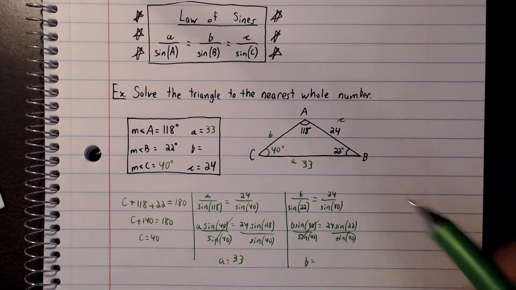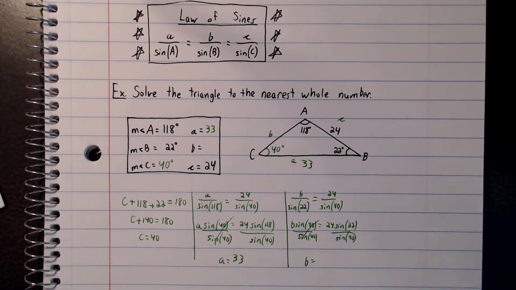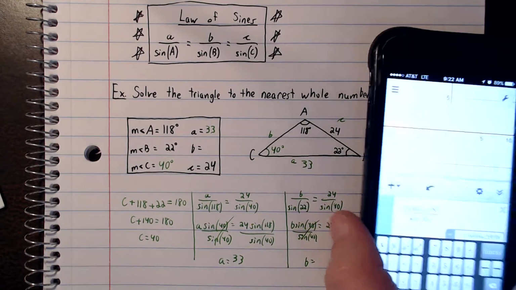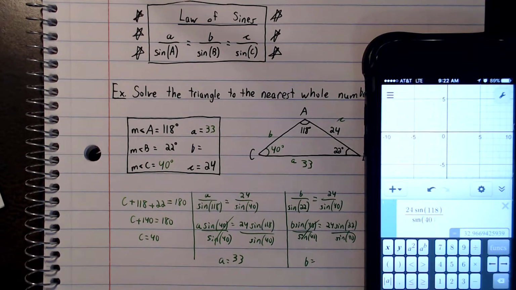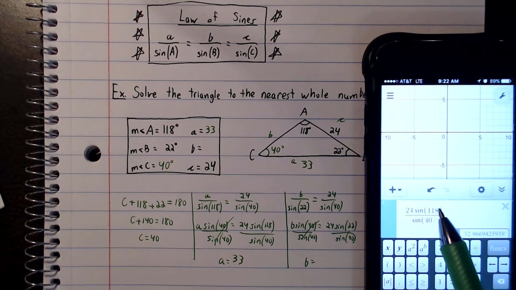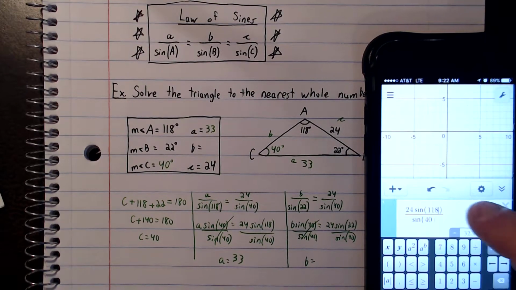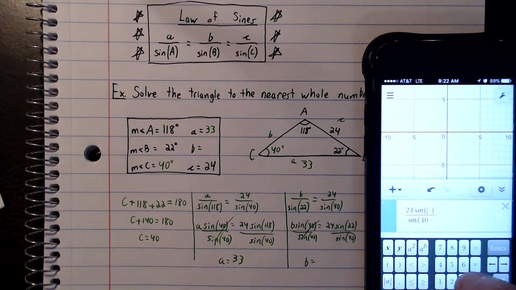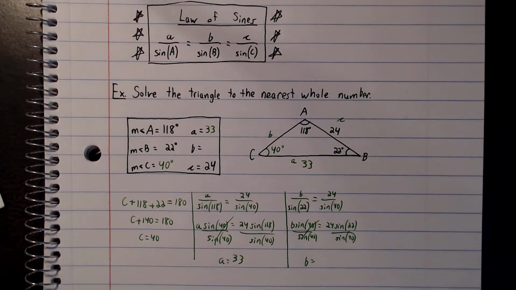But what you notice, hopefully, is we have 24 sine of 22 divided by sine of 40, which is something that we already pretty much had in the calculator, right? We already have the 24. We just got to change this 118 to a 22, and that 40 was what we wanted as well. So let's just change that to a 22. And now we got our answer. We don't have to type everything in again. 13.9, just going to round up to 14.